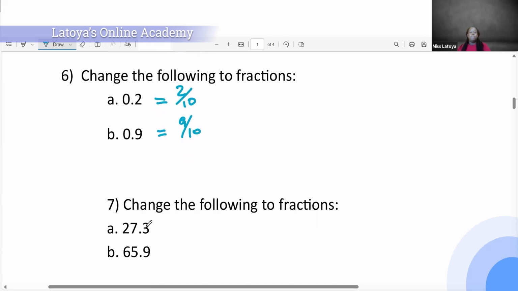How do I write 27.3 as a fraction? This is 27.3, or 27 and 3/10. The 3 is in the tenths place. 27 is our whole number, and the 3 is in the tenths place. That is 3/10. This is 65.9. 65 is our whole number, and 9 is in the tenths place.